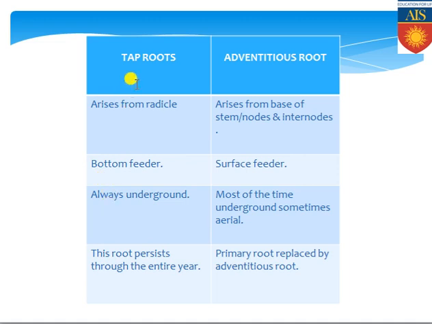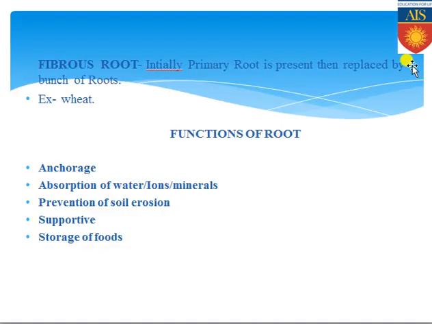The third point is that taproots are always underground. Adventitious roots are most of the time underground, sometimes aerial also, and fibrous roots will also be underground. In the case of the taproot, keep in mind that this root persists throughout the entire year. In the case of adventitious roots, the primary root which forms initially gets replaced by the adventitious roots. In fibrous roots also we have seen the same: initially the primary root forms and then it is replaced by a bunch of roots, which are commonly known as fibrous root.